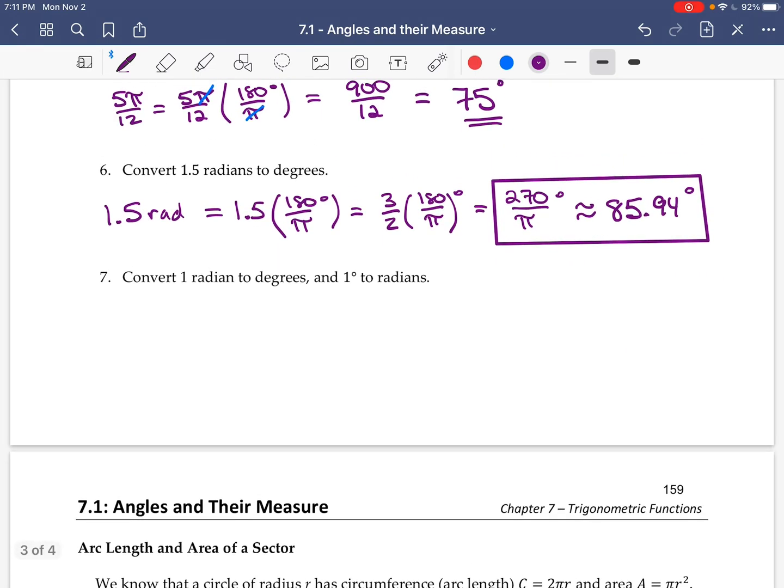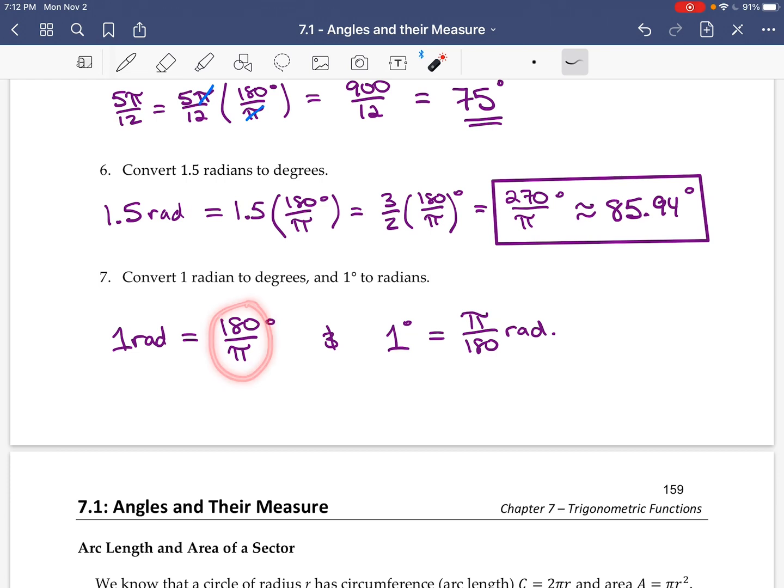Okay, now number 7 is just reminding us of the relationship. Okay, so 1 radian we know is 180 divided by pi degrees, and 1 degree is pi divided by 180 radians. Okay, so those are our relationships. They're very important to remember because that's what helps us move from one to the other. So you're either multiplying by 180 over pi if you want to go from radians to degrees. Okay, or you're multiplying by pi over 180 if you want to go from degrees to radians.